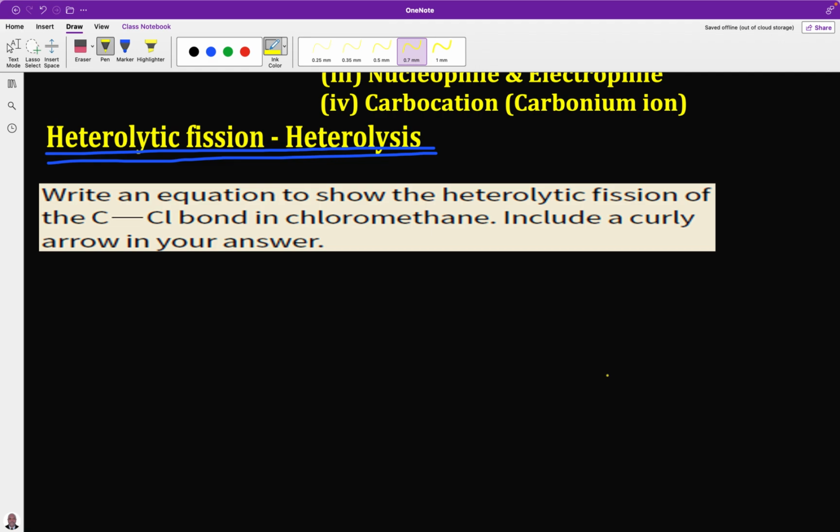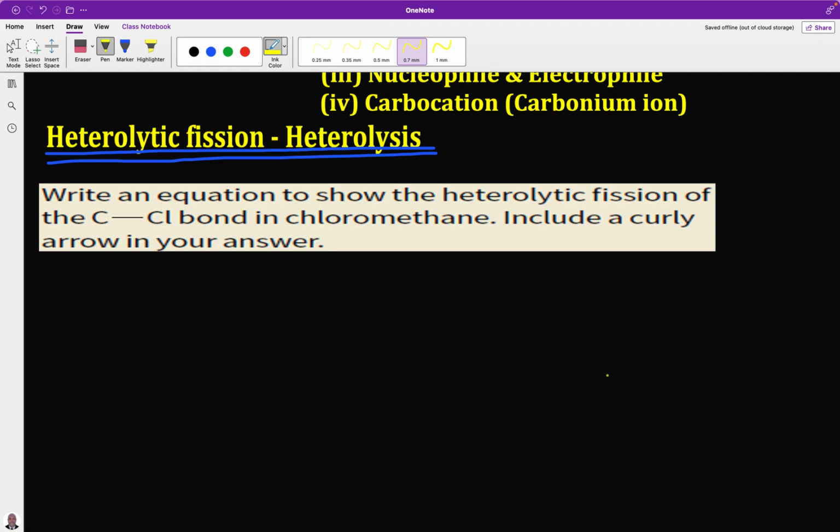And when there is heterolysis, resulting in an uneven breakage, it means that of the atoms involved in the covalent bond, one of the atoms will definitely leave with more electrons than the other one. So we say in heterolytic fission, the more electronegative atom takes both electrons in the covalent bond.